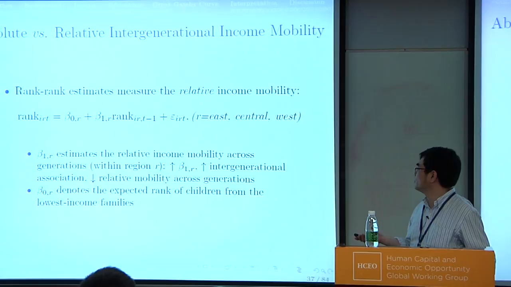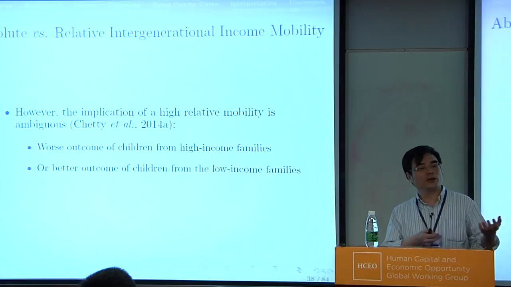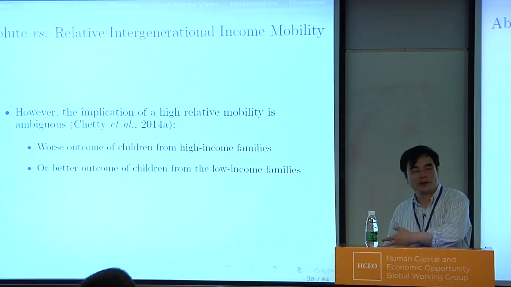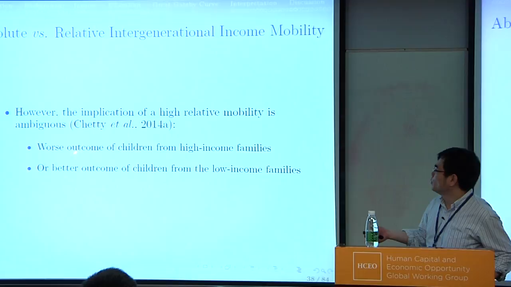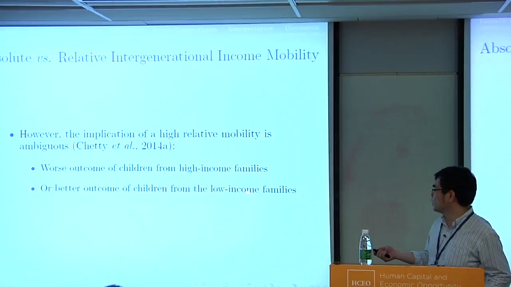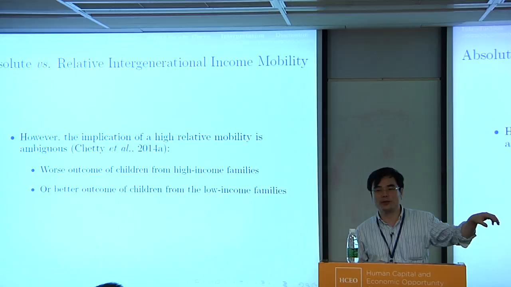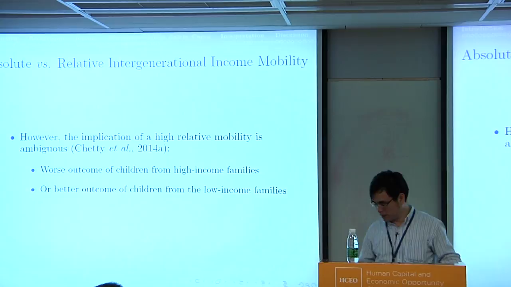Now, the problem with relative mobility is this: you don't know who is moving to where. It could be the top guys going down to become the poorest, and it will tell you the mobility is very high, but that's no good, right? Worse outcomes for children from rich income families will give you a high mobility. That's not what we want. Or it could be better outcomes for children from lower income families. So it could be either way. Children from rich families going down, or children from poor families going up, will both give us high mobility, right? That's the problem with this mobility coefficient.